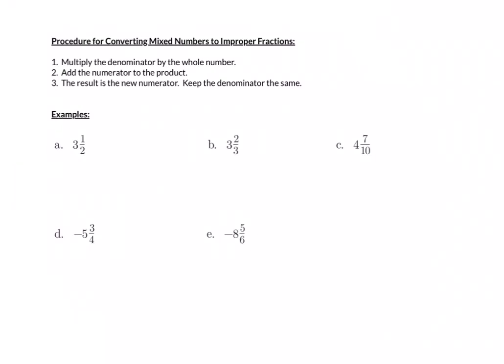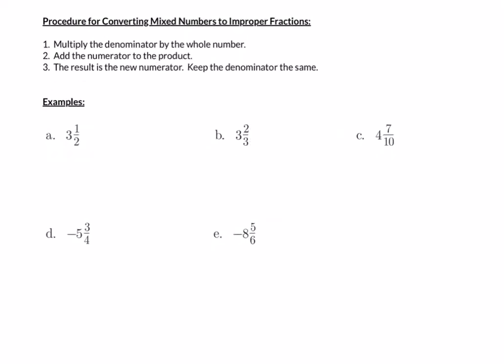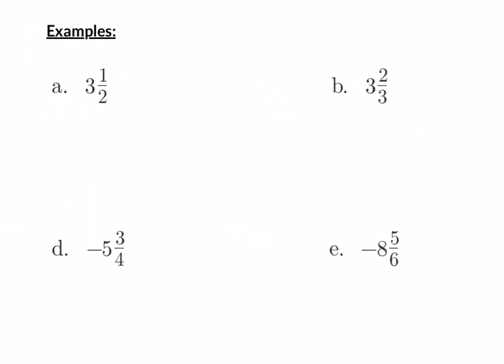In order to do this, we're going to do kind of an around the world problem. Starting on the bottom, we multiply the denominator by the whole number. We want to add the numerator onto the product, or what we got when we multiplied. And the result is the new numerator. We keep the denominator the same. So let's see how this works.